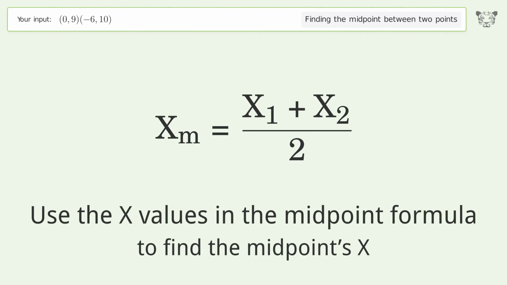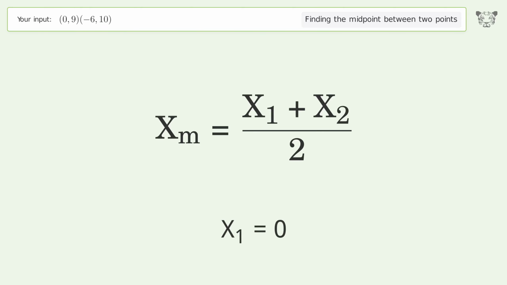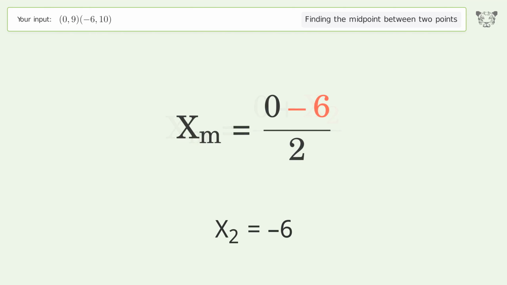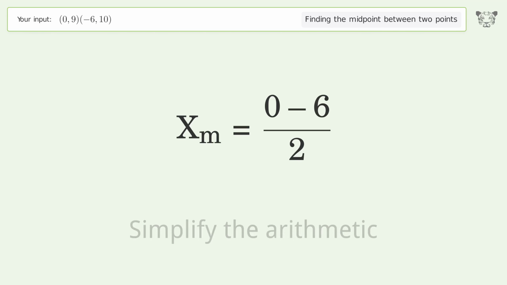Use the x values in the midpoint formula to find the midpoint's x. x1 equals 0. x2 equals -6. Simplify the arithmetic.